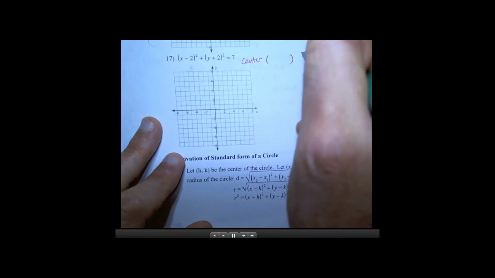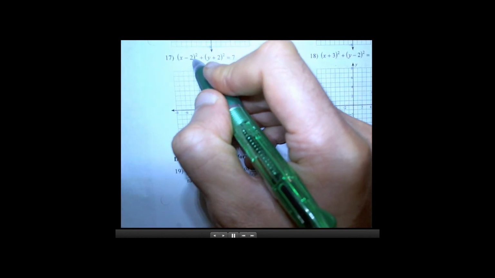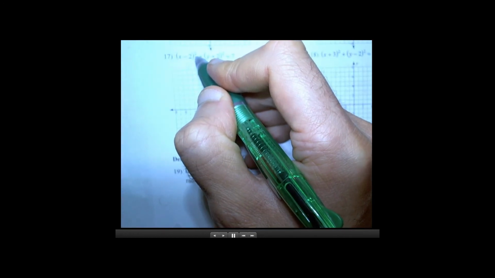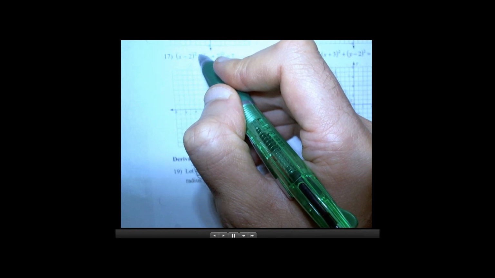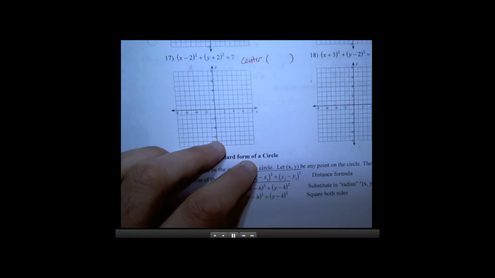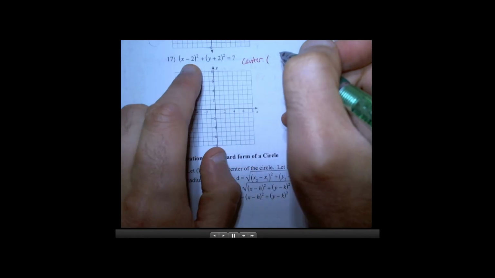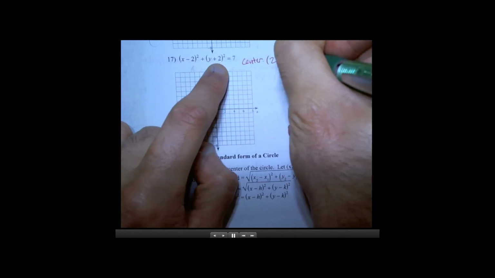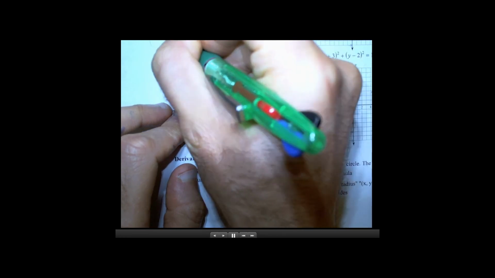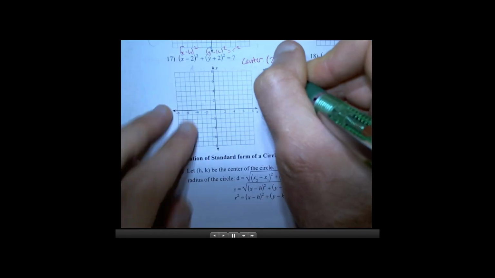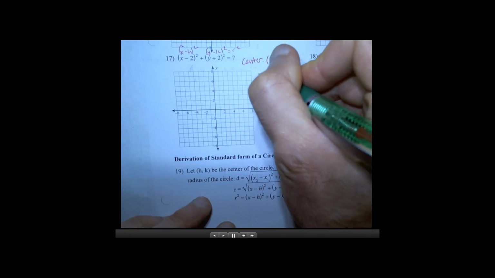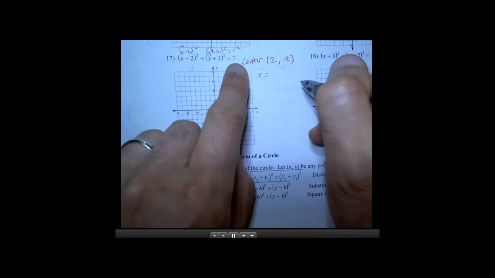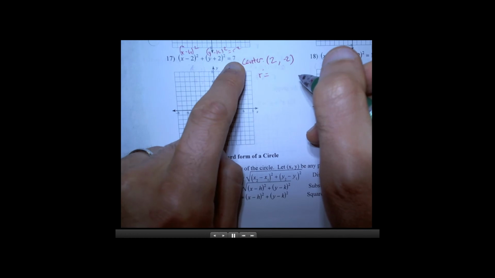So 17, our center. Think about this. Jacqueline, what is our center? 2, negative 2. Exactly, because it's x minus h, y minus k squared equals r squared. And if that is true, our r, Lawrence, what is our r going to be?